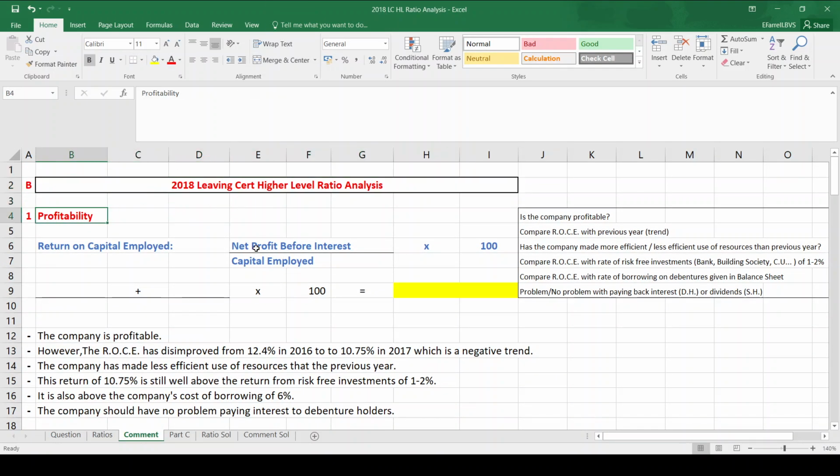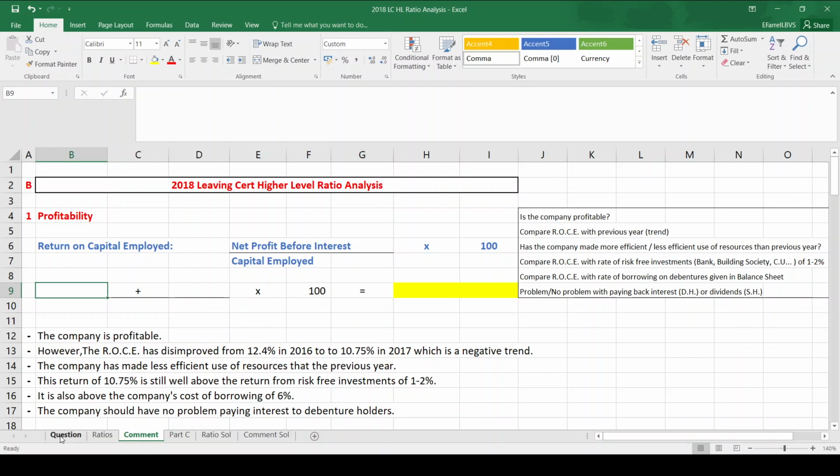So my first heading would always be profitability. The ratio you would use for profitability is return on capital employed. Now, we have this done in part A, so obviously if you had it done in part A, you wouldn't have to do it again, but I'm just going to do it here because in some questions you won't have it done in part A. So I'm just going to do it again quickly.